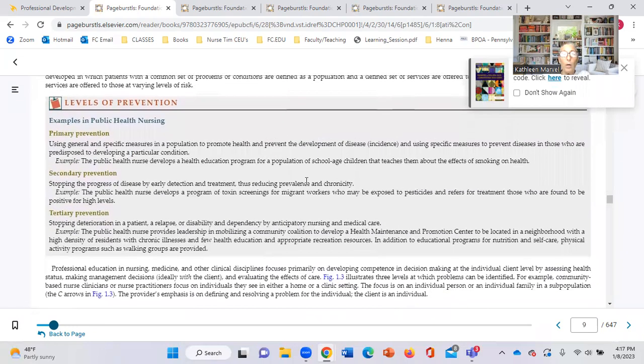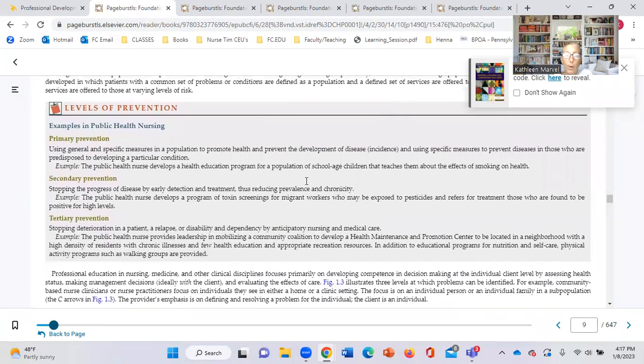Each chapter in this book has a levels of prevention box. Okay, this is critical to review in each chapter. It's going to start to introduce you to primary, secondary, tertiary levels of prevention for whatever topic is being covered. So for this particular chapter, it's the introduction to public health nursing. Here are some primary, secondary, and tertiary prevention examples related to public health nursing.